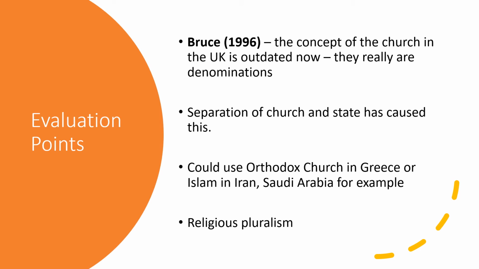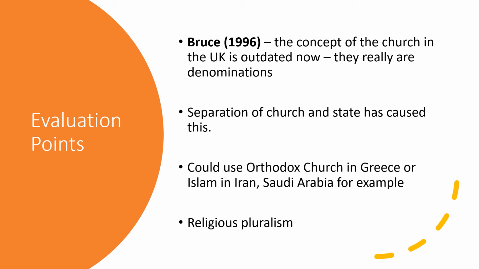A couple of evaluation points it's worth noting. Bruce, we're going to talk about him a lot. He's got a lot to say about religion. In 1996, he said that the concept of the church in the UK is outdated. He said what we actually have in the UK now are denominations, that the church in the UK doesn't exist. And he blames the separation of church and state for this. So he says that although there is a clear link between the church and the state, it's kind of dwindled.